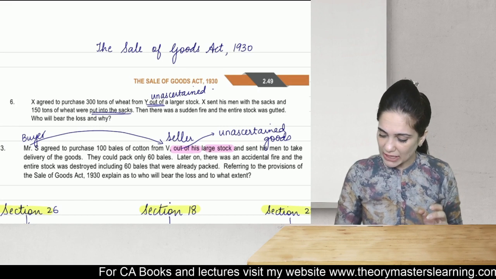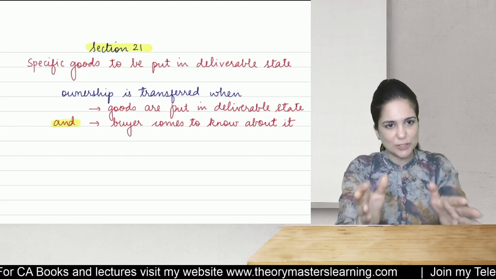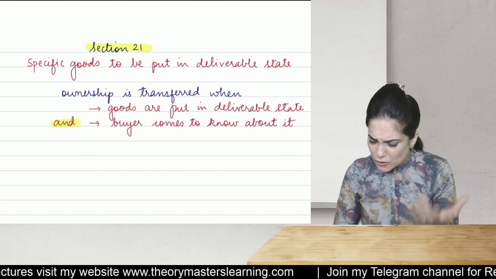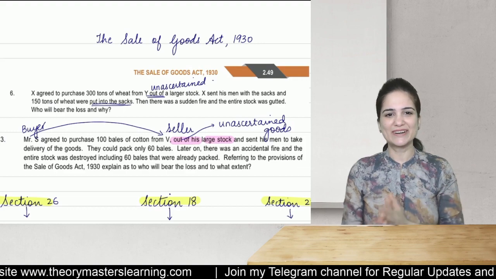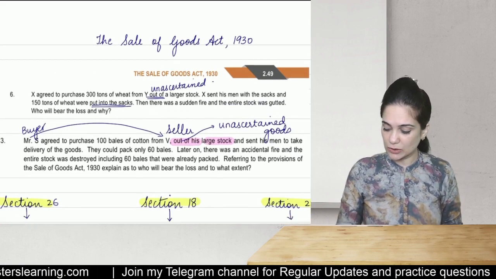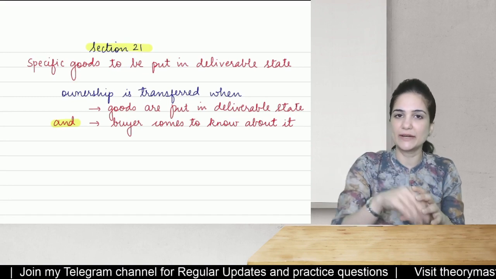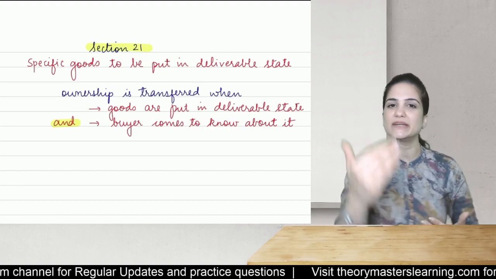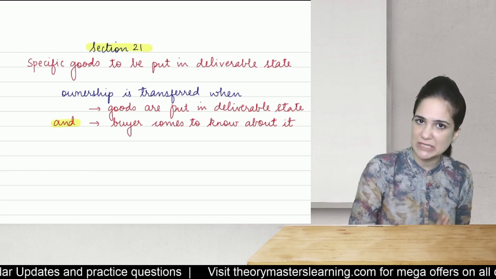Now, in the model answer, they have mentioned section 21, which is actually for specific goods to be put in deliverable state. I don't know how they have applied that. Over here, the goods are uncertain, but I think they have assumed that the goods are specific. We are just putting it into sacks. I think that is what they have assumed. Maybe that was the intention for applying section 21. They are assuming that the goods are specific.